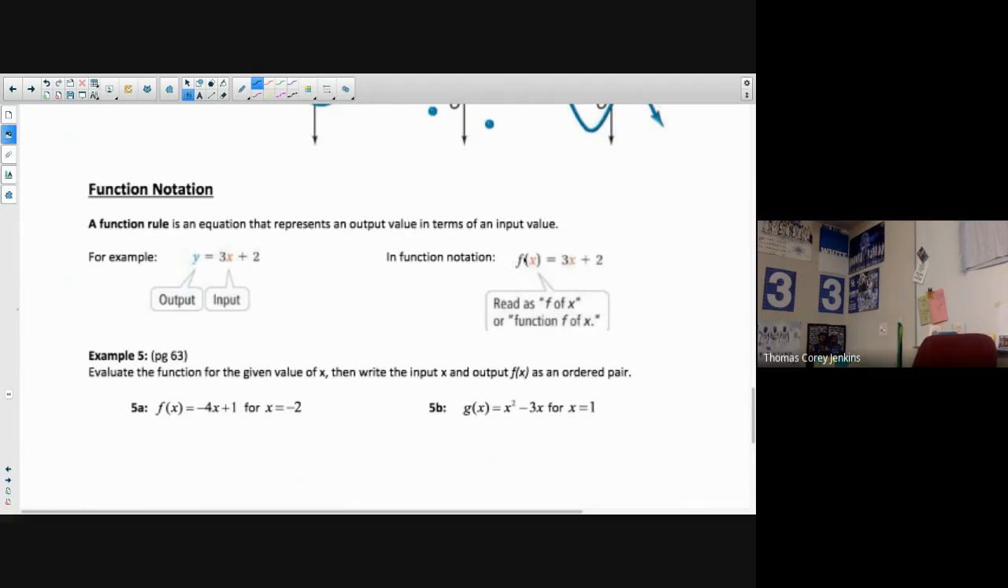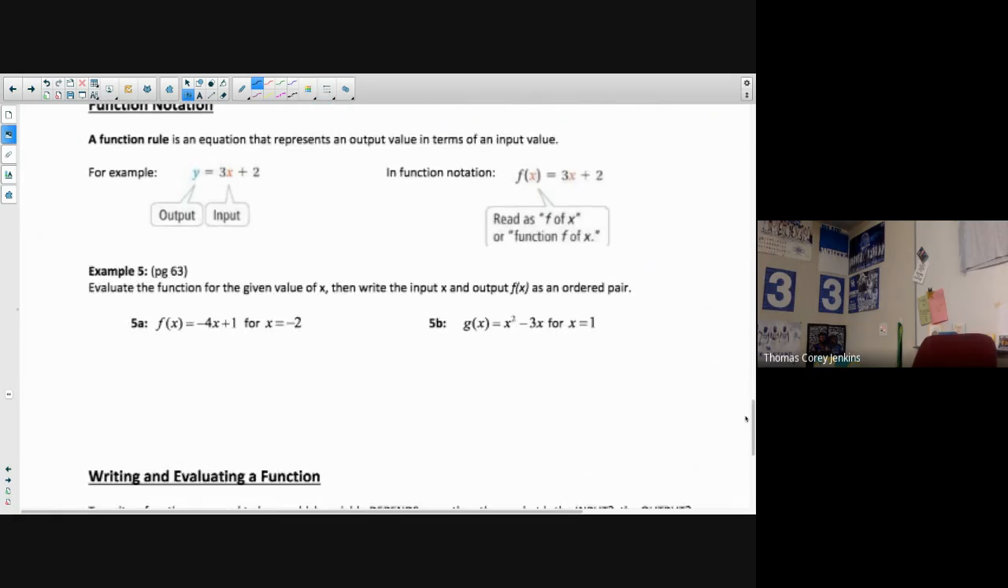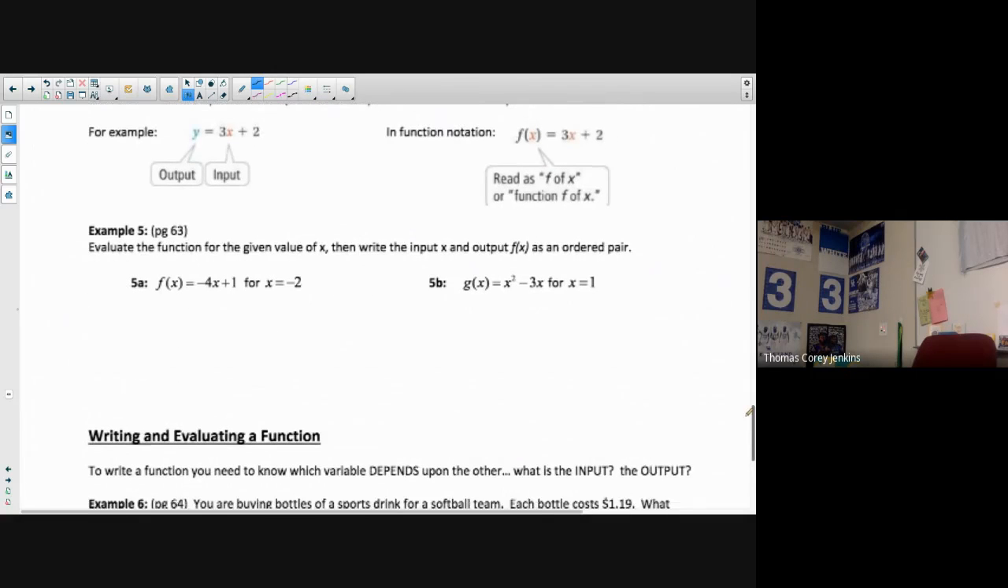On this next problem, we want to evaluate a function for a given input value. So for 5a, it says f of x is -4x plus 1. It says evaluate for x equals -2. You might also see this as, or find f of -2. So that's good to know as well.